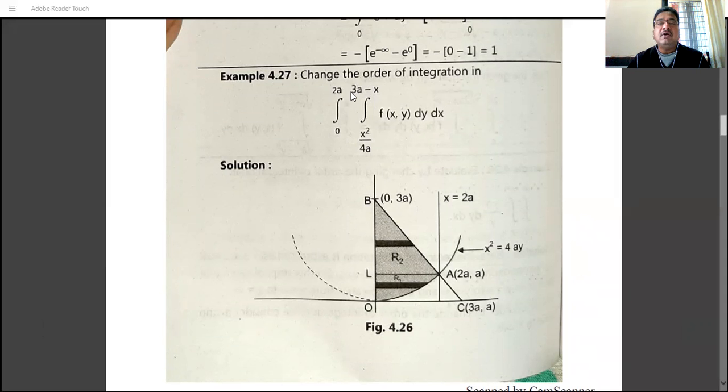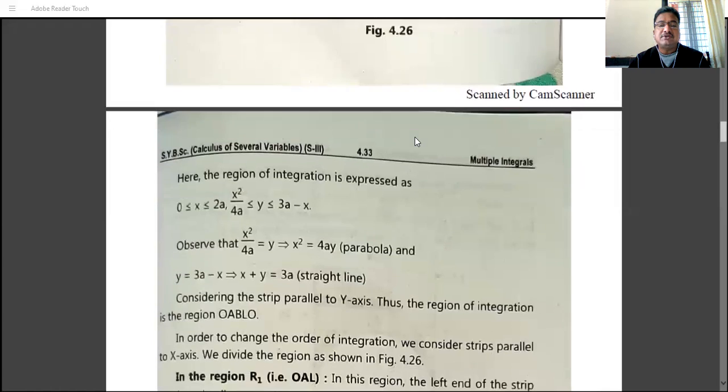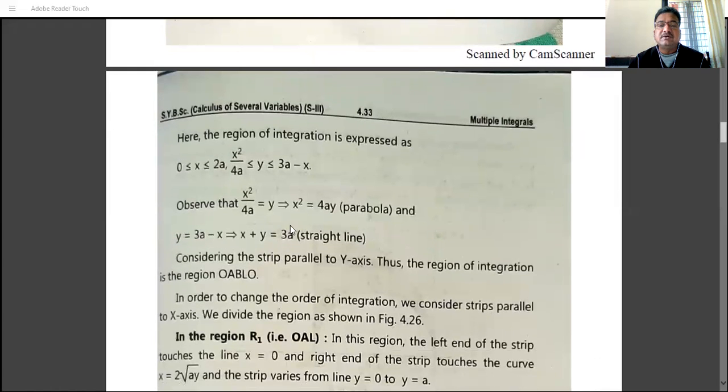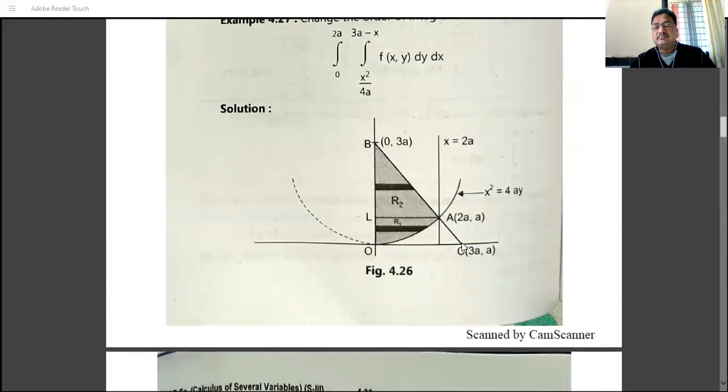And so how can we draw the figure of this line? Just find 2 points on this line. x plus y is equal to 3a is a straight line, and x square is equal to 4ay is a parabola. How can we obtain 2 points? Substitute y is equal to 0, then x is 3a. So (3a, 0) is one point. Take distance 3a from the origin on the x-axis.